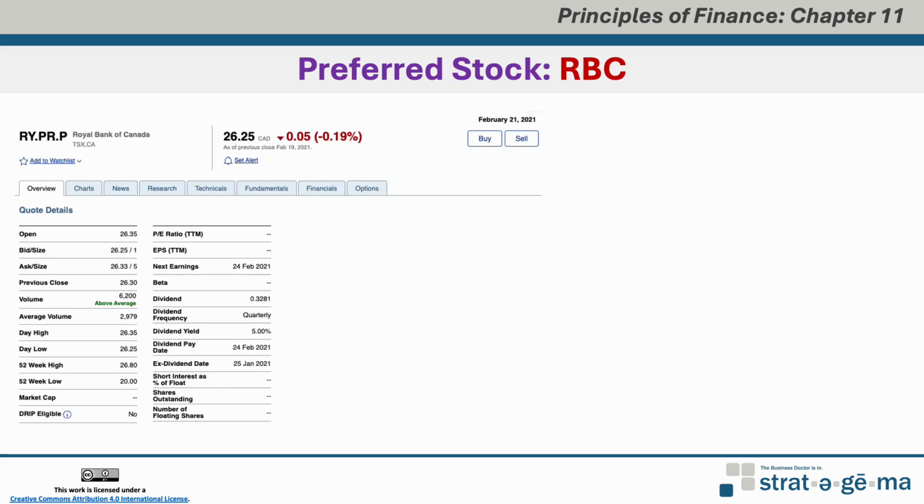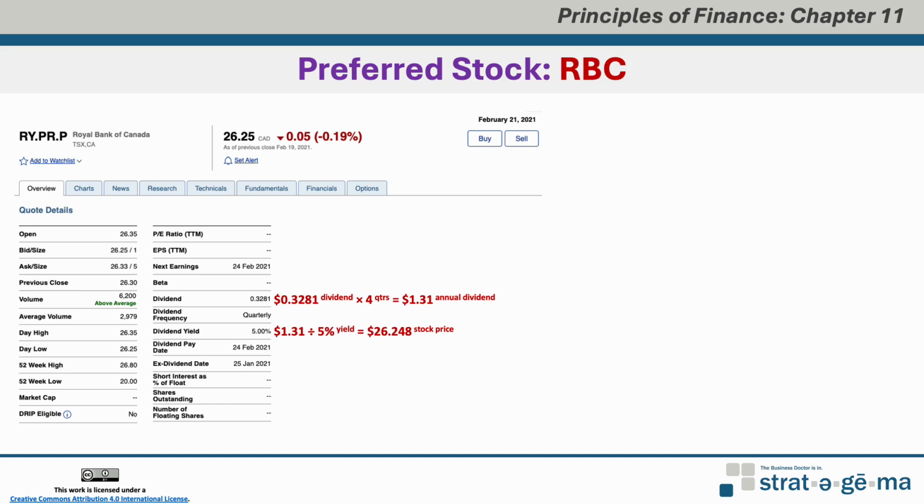Here's a snapshot of a Royal Bank of Canada preferred share that I took a snippet of in 2021. So it's a little bit dated, but it still gets the point across. On that date, the preferred stock is trading at $26.25. What we need to do is confirm that that is fairly priced. Well, the dividend that's being paid on that stock is 32.81 cents quarterly. If we take that 0.3281 dividend times 4 quarters, that's an annual dividend of $1.31. We're also provided with the dividend yield of 5%. So now we have the two components we're looking for. We have D, which is the dividend, and the yield of 5%, or R.